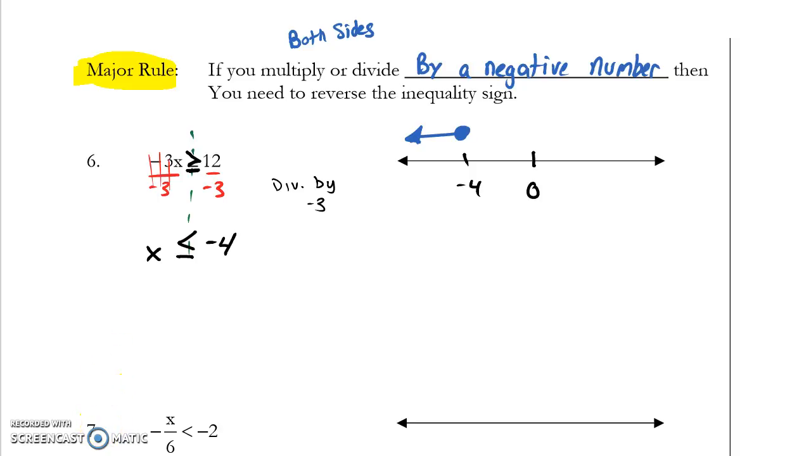We can always go back and double check and just pick a number. Something to the left of negative 4 would be something like negative 5. If I plugged that in, do I get a solution? Negative 3 times negative 5 is positive 15. Is that greater than or equal to 12? It is, so I know I graphed in the right spot. And if I pick something to the right of my graph, say 0, negative 3 times 0 is 0. Is that greater than or equal to 12? No. So we know these are not solutions, and what we did graph was correct.